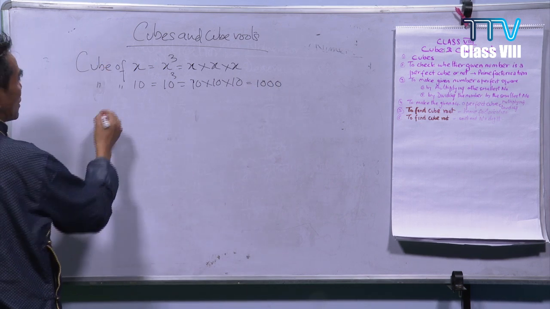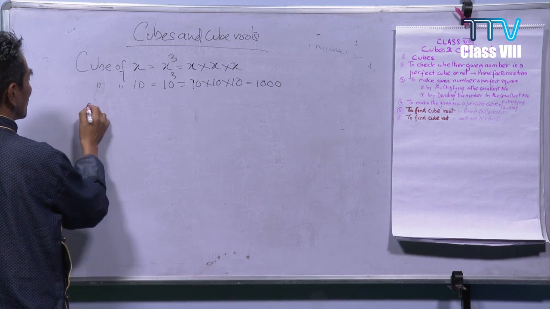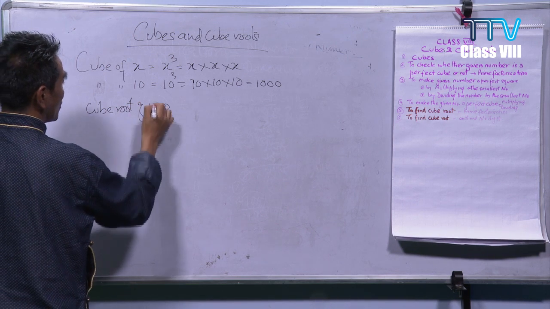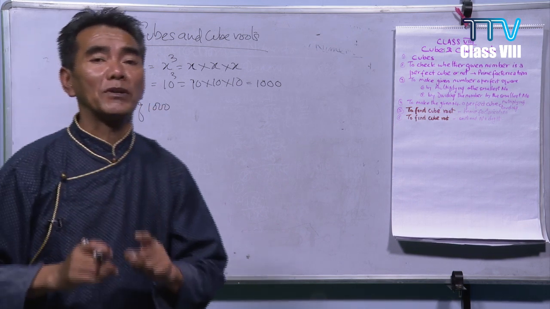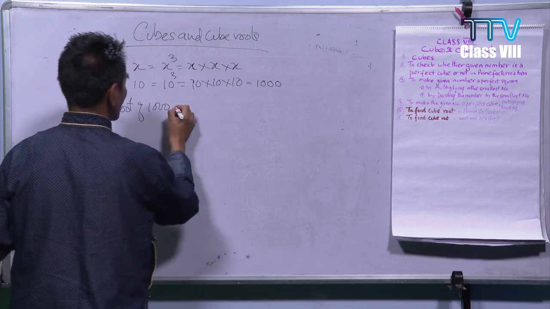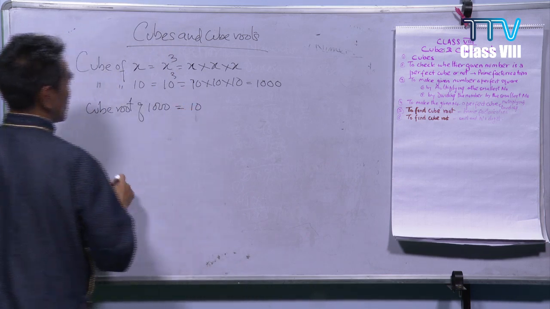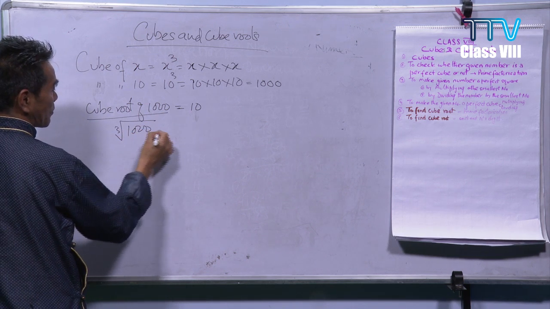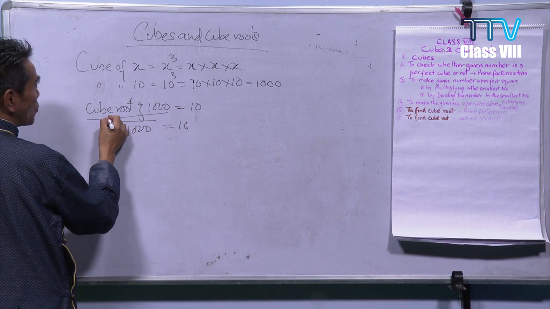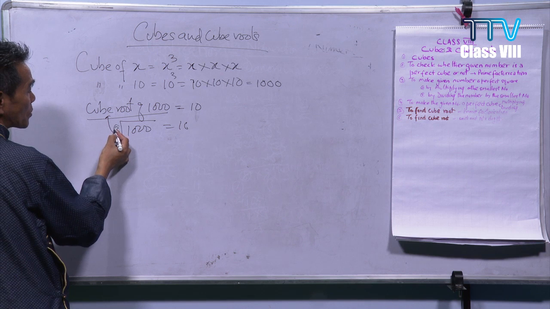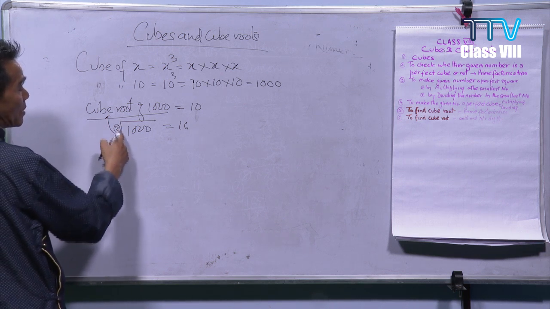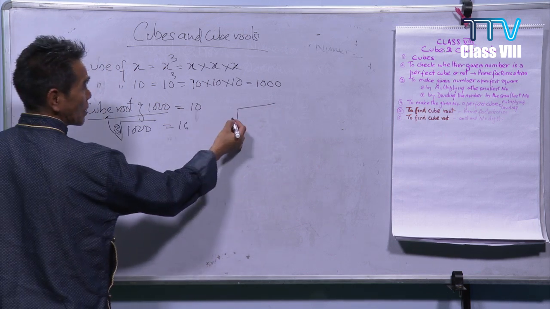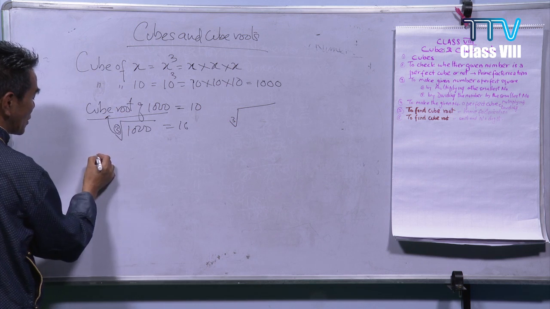So cube root of 1000: what number multiplied three times gives 1000? So cube root of 1000 is 10. The cube root of 1000 is written with the radical sign. The cube root is the power 3, the order of the radical. The radical sign for square root has no order written, while for cube root the order 3 is written.